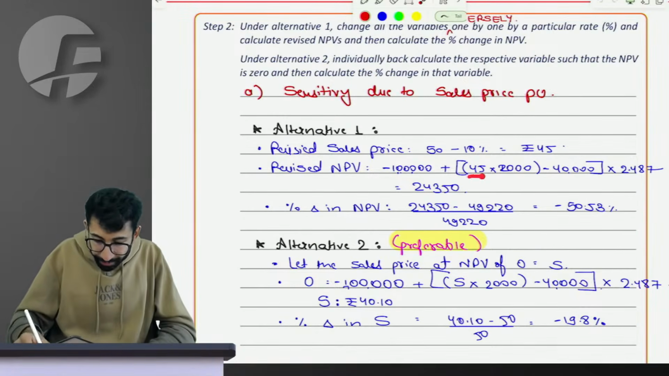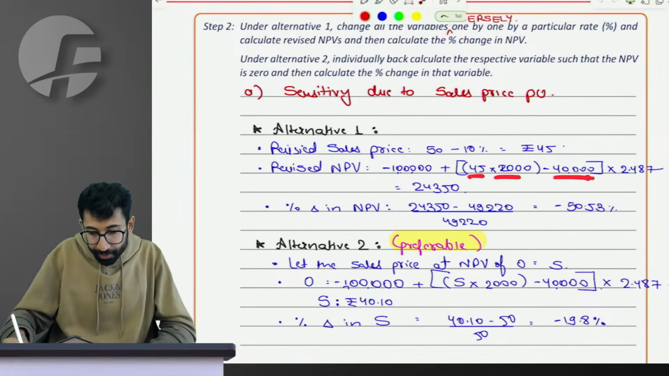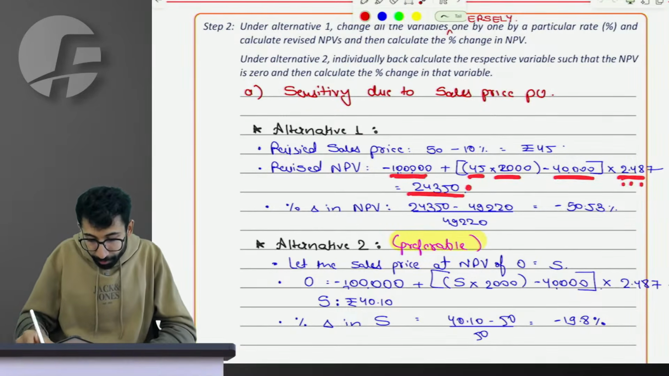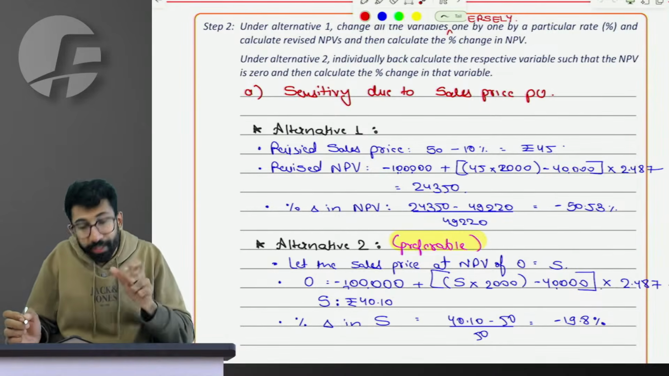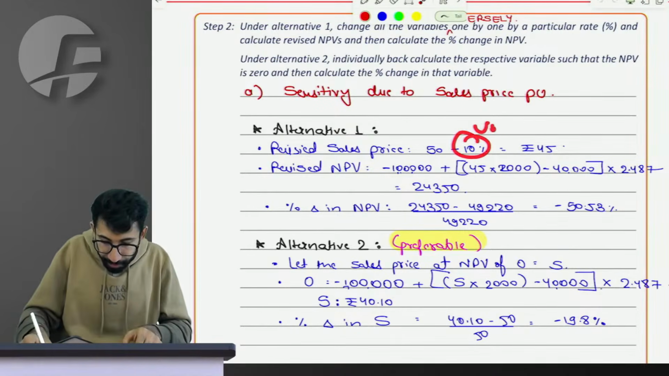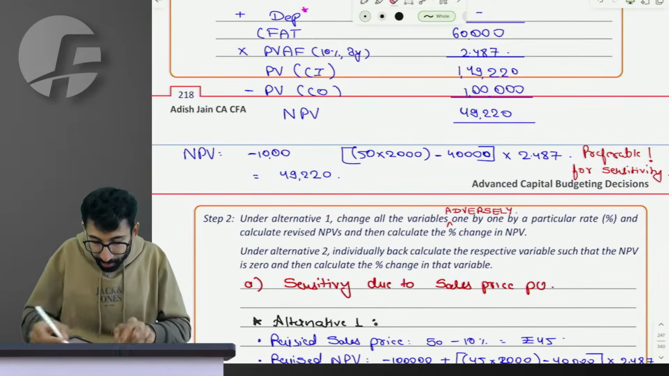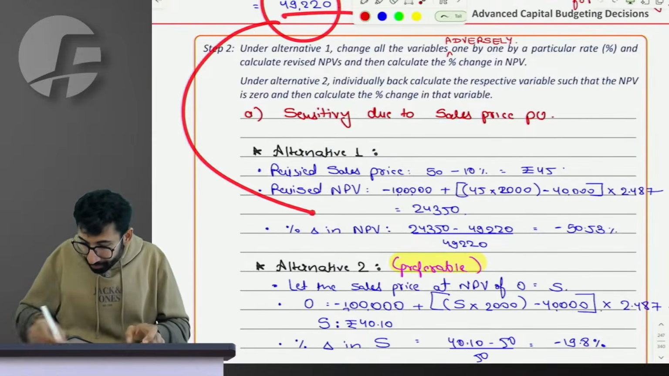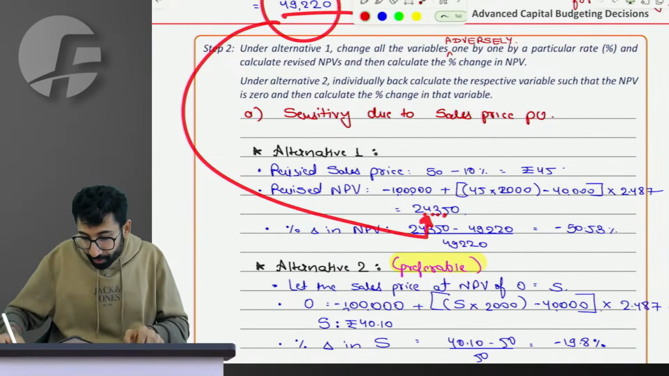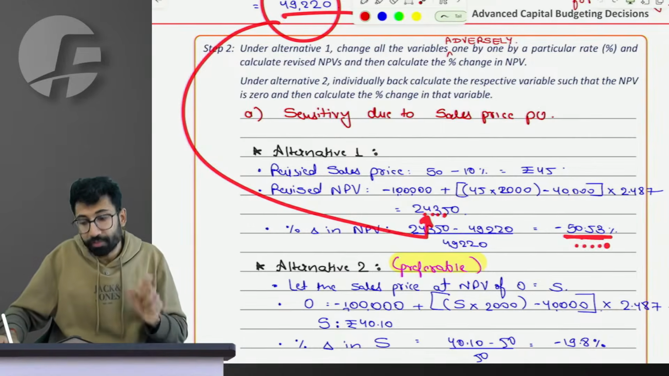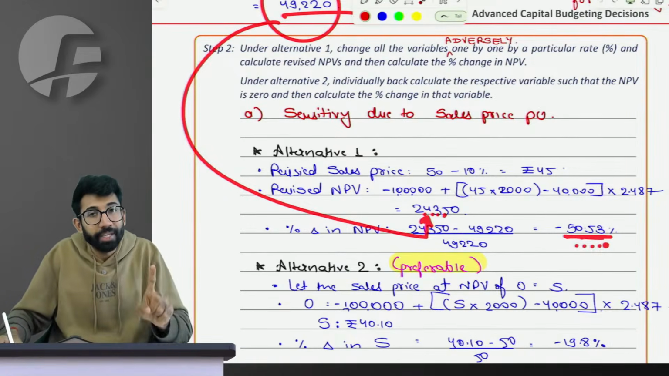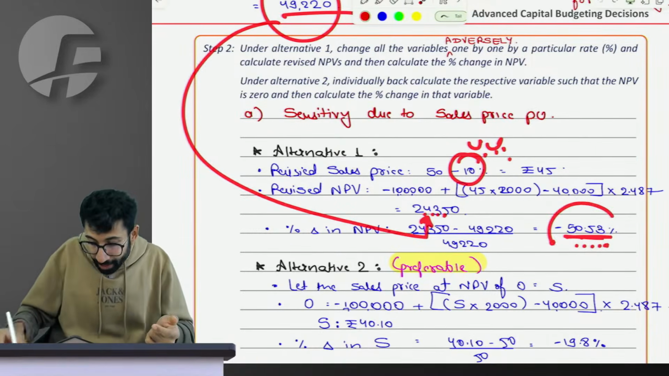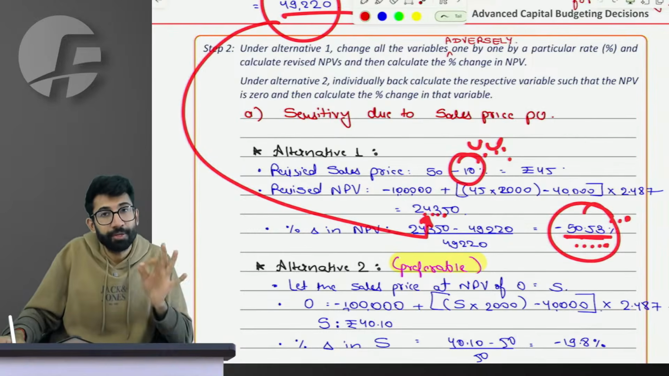So let's calculate NPV: 45 into 2000 quantity minus 40,000 cost into the annuity factor minus the initial cost of 1 lakh rupee gives me an NPV of 24,330. So let's check: due to a 10% change in the sales price, how much has been the change in NPV? From 49,350 to 24,330, which in percentage terms is 50.53% negative. Meaning to say, due to a 10% adverse change in the sales price, the NPV has changed 50.53% adversely.